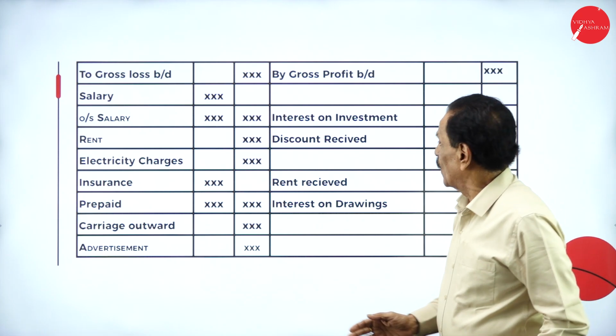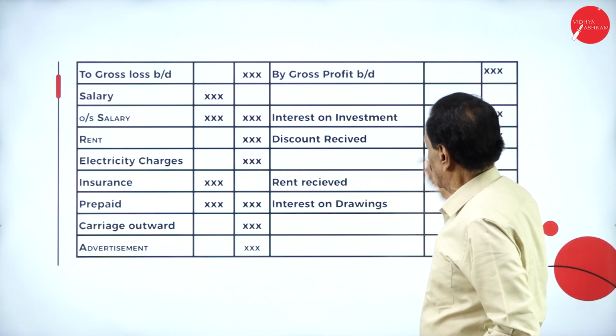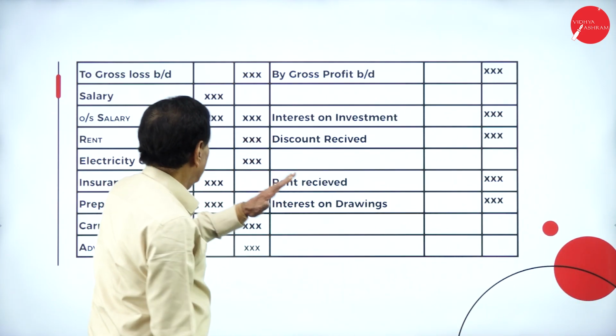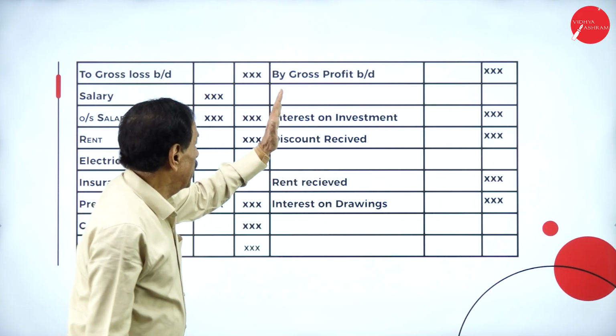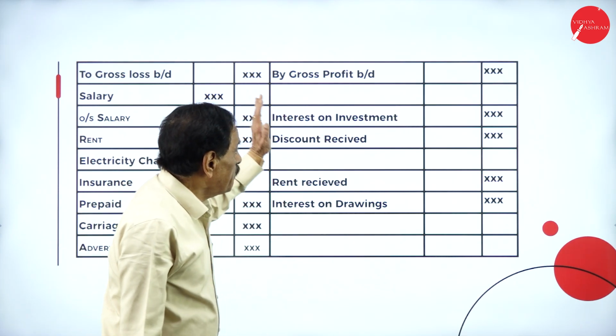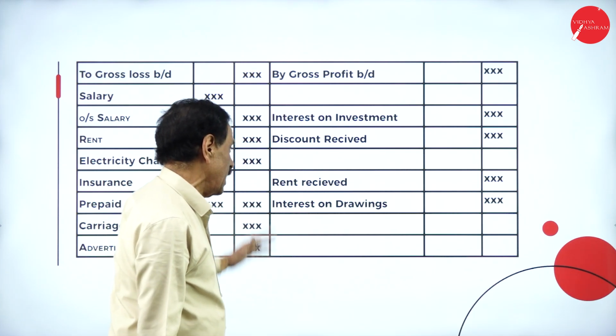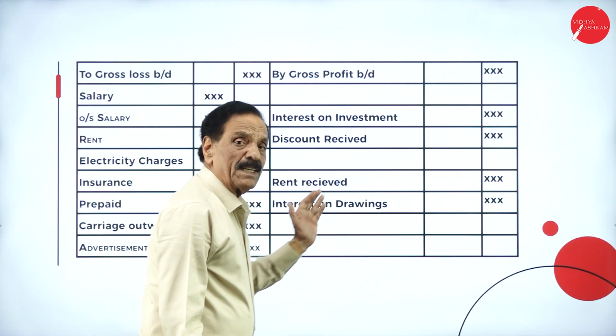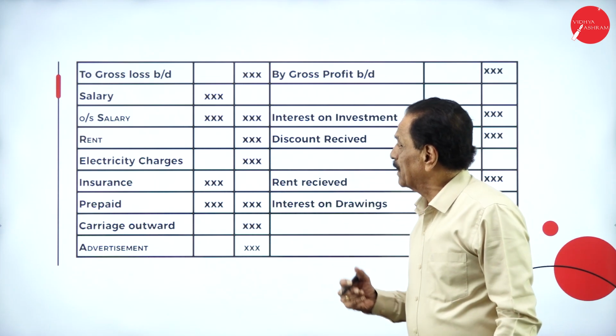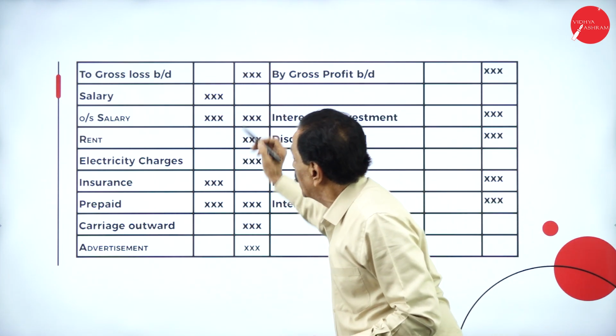the profit and loss account. By gross profit brought down, whatever the income you have, debit the losses, credit the gains. By gross profit brought down, by interest on investment, whatever we received, by discount received, by rent received, by interest on drawing. Come back to the debit side. To gross loss brought down.